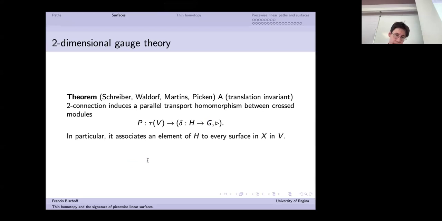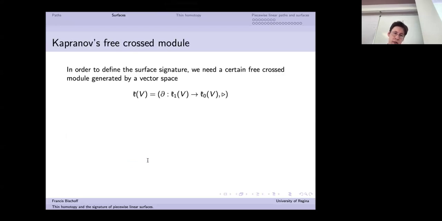Okay, so now I want to define a free crossed module generated by a vector space, which is going to generalize the free Lie algebra.